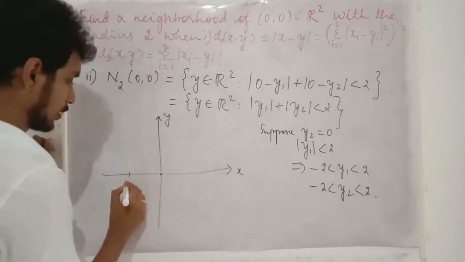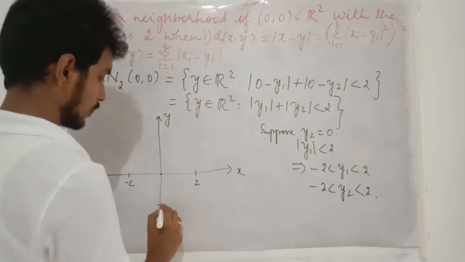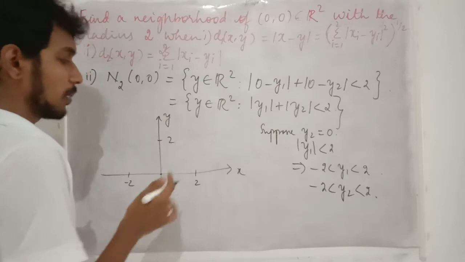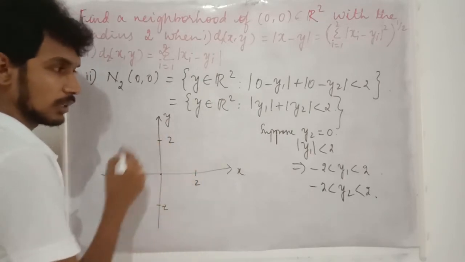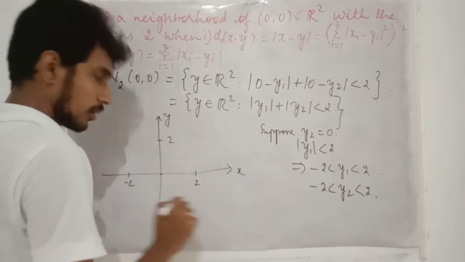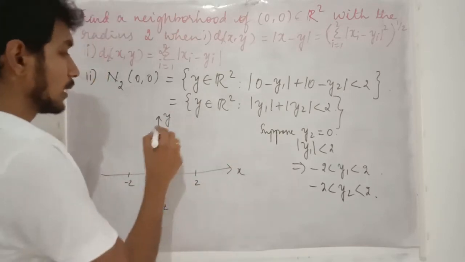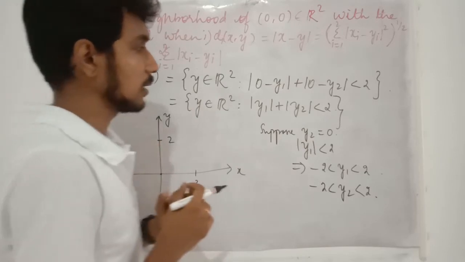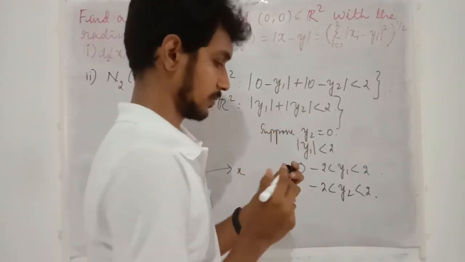So if this is minus 2, this is 2, okay fine, then minus 2, then plus 2. These are all the boundary points, but we don't know whether we will have a circle passing through these points, or a square, or a diamond. It may be any shape, but these are all going to be the boundary points. Now let us see what is going to happen here. Just have a look at this.